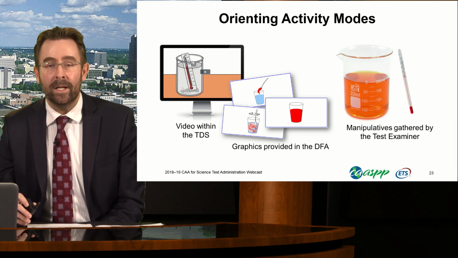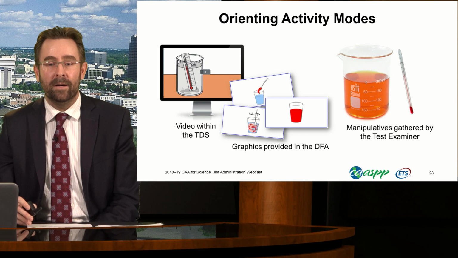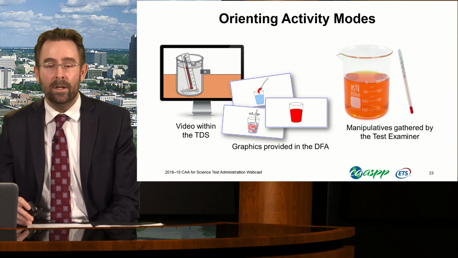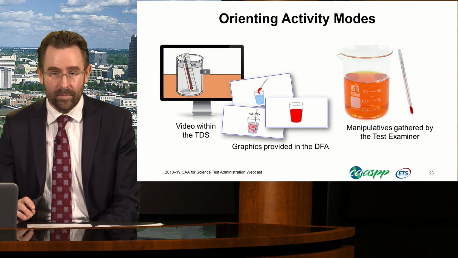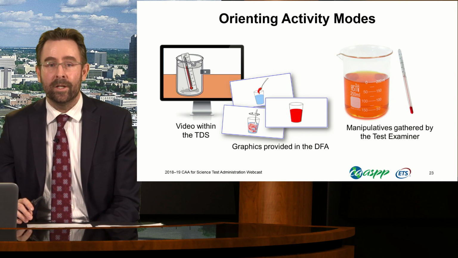So the orienting activity can be any of these 3 things on screen. It can be a video in the test delivery system where the test examiner just needs to make sure the student is able to see that video. The test examiner manages the speed. You can control the speed of the video, but there's no other materials to prepare in that case, typically.